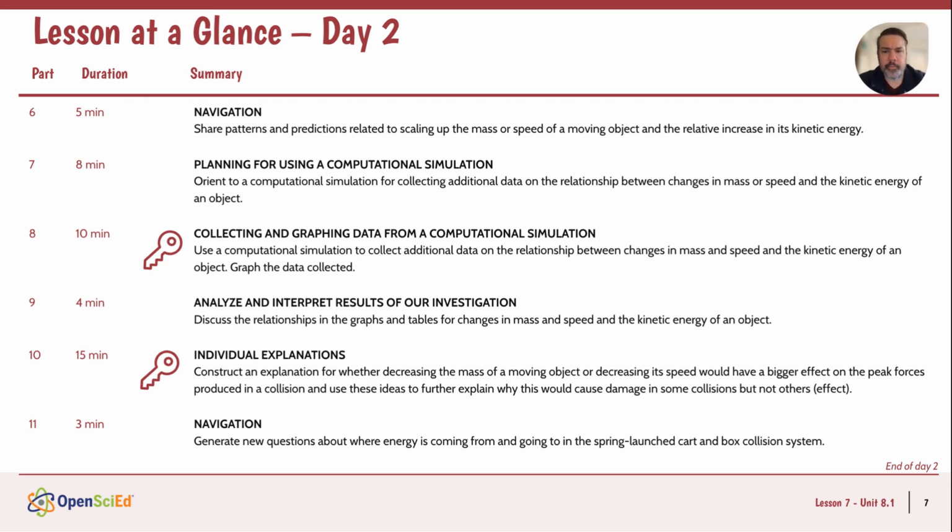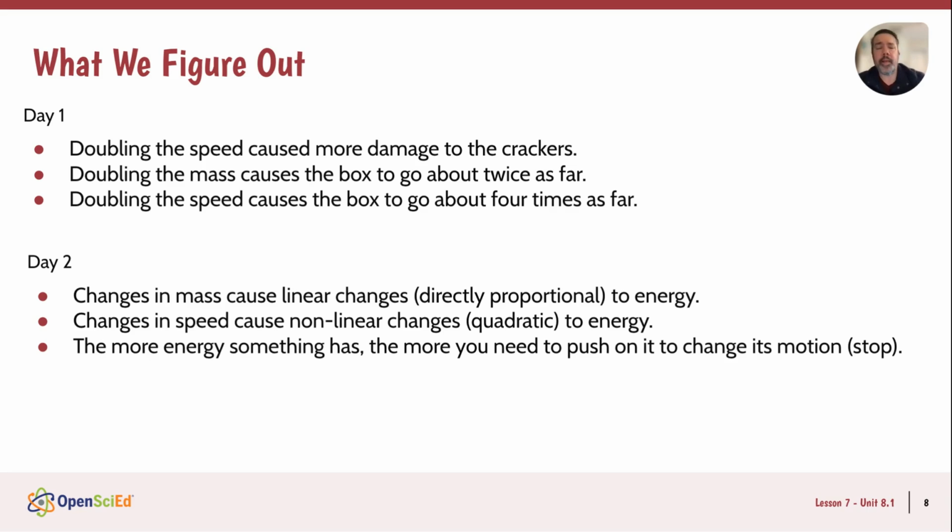And where's it going? So here are the big things we figure out. Day 1, we figure out that doubling the speed causes more damage to crackers. Doubling the mass causes a cart to be able to push a box about twice as far. And doubling the speed causes a cart to push a box about 4 times as far.